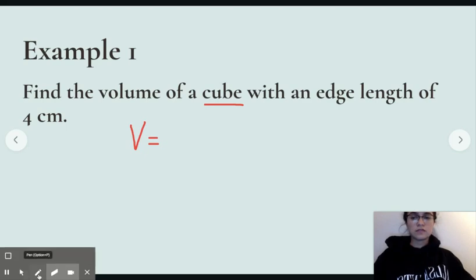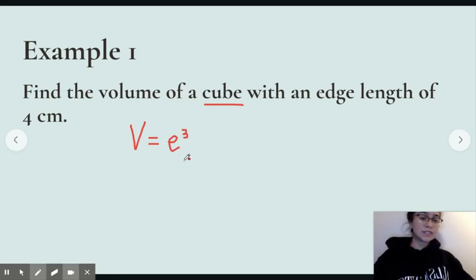Volume equals E to the third power, or in other words, E times E times E. Okay, so I just need to know what E is, and then I can come up with a number. And it tells you that. It has to tell you that. That's information that's going to be given. Okay, edge length of 4 centimeters. So volume, V, equals 4 to the 3rd power.